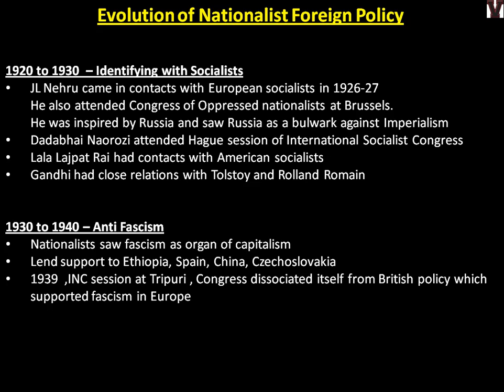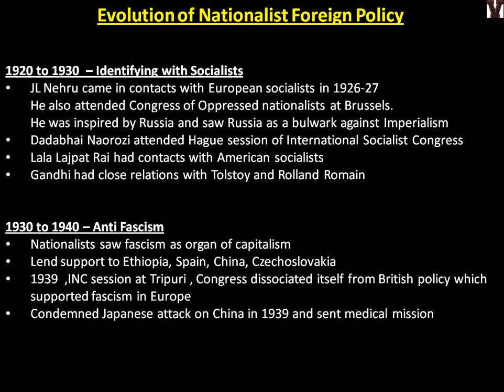Congress dissociated itself from British policy which supported fascism in Europe. So they were raising their voice. They condemned the Japanese attack on China. So there was a Japanese attack on China as well in 1939. And at that time, Indians were helping the Chinese. And in present day, what is happening? Present day India and China are not on that good terms. So that is history and this is the present.